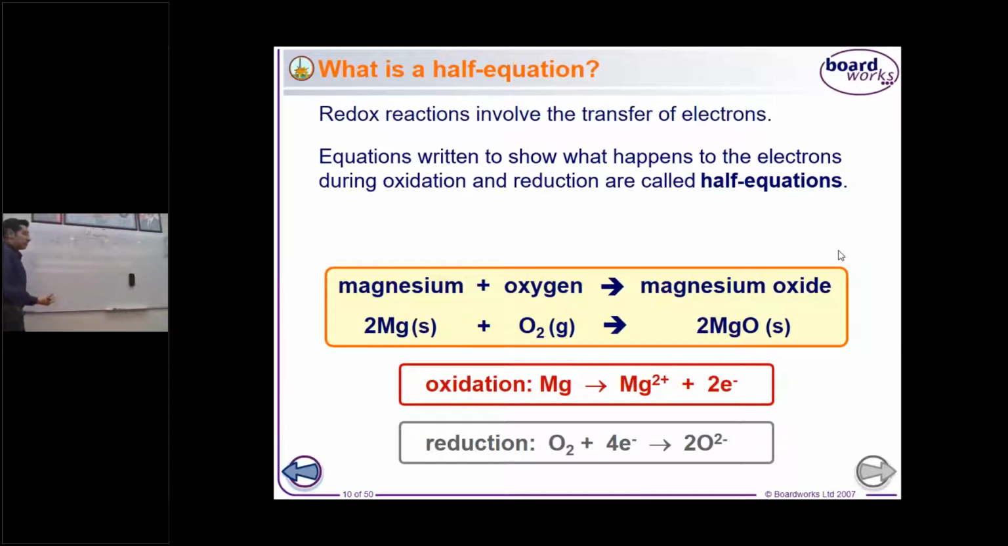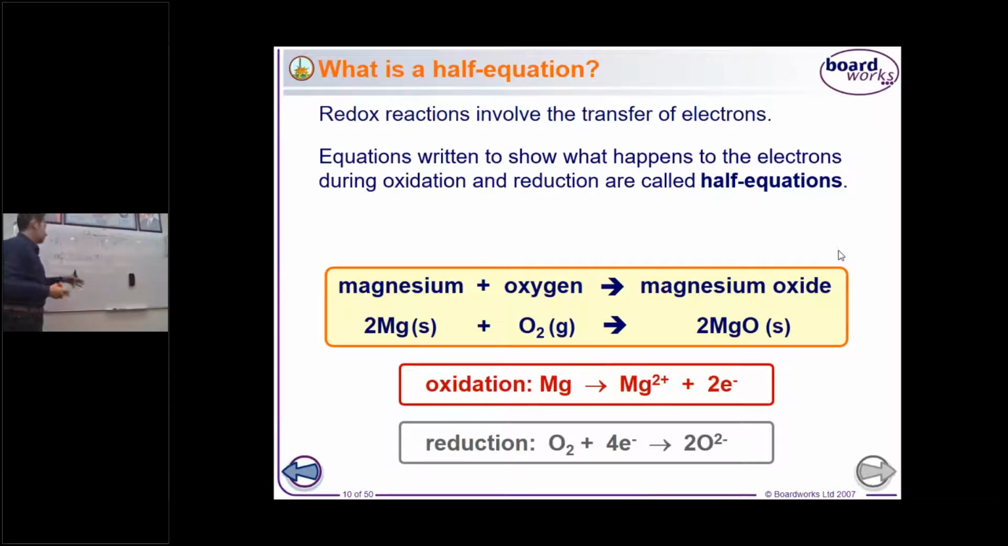So what happens to these elements? Magnesium goes from 0 to +2. So what happens to the magnesium? If you remember before, we said that if the charge increases, it is oxidation. Charge increases, yes, but how will we show the oxidation? What was the meaning of oxidation? Loss of electrons. Yes, how are we showing loss of electrons? You put an arrow, and on the right side of it, you write 2 electrons.